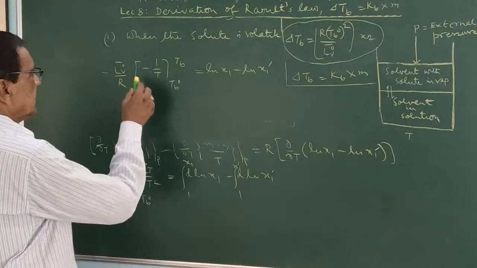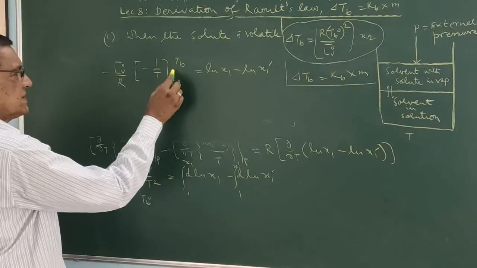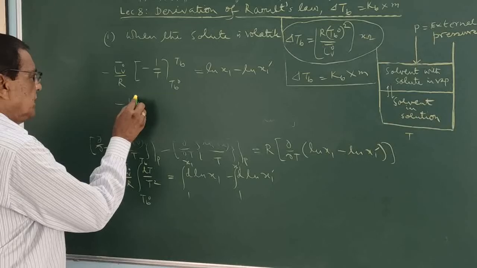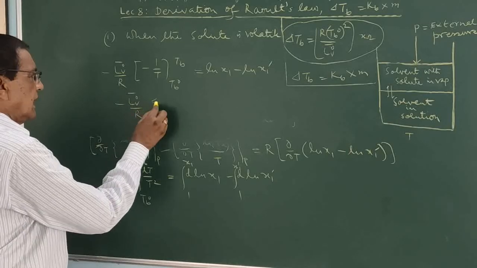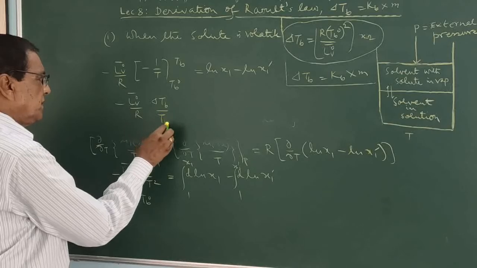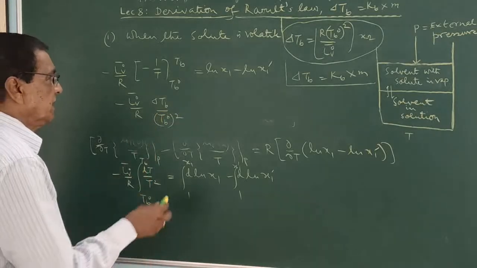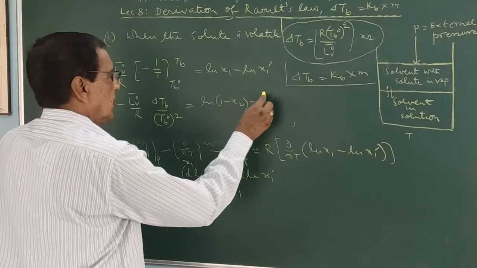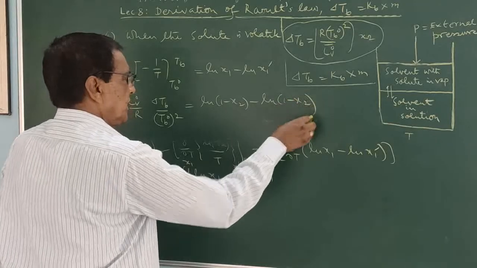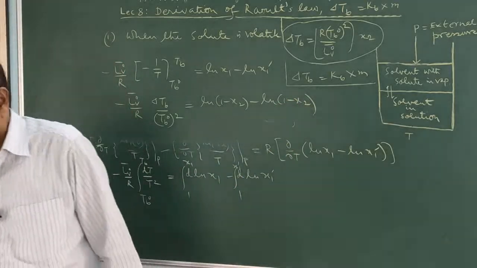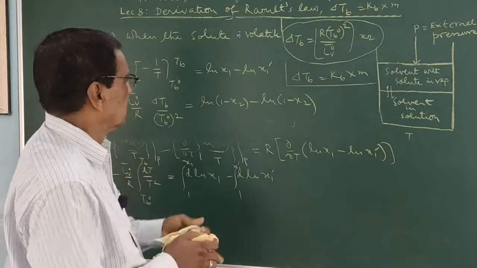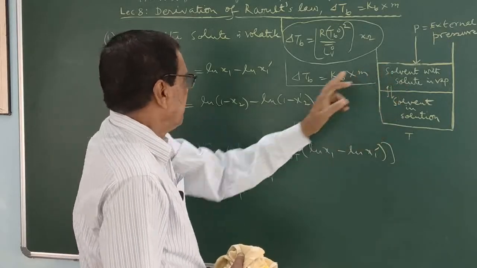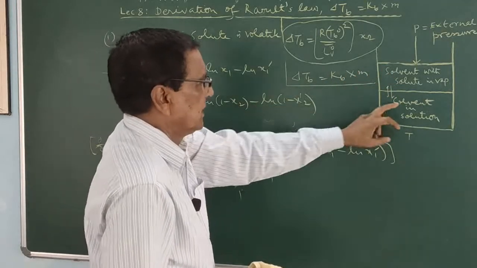So if we put this limit, then it will be LV naught bar divided by R, and delta TV divided by TV naught square, and this one equal to ln(1 minus x2) minus ln(1 minus x2 dash). x2 is the mole fraction of this solute. Here x2 dash is the mole fraction of the solute in the vapor, and here x2 is the mole fraction of the solute in this solution.